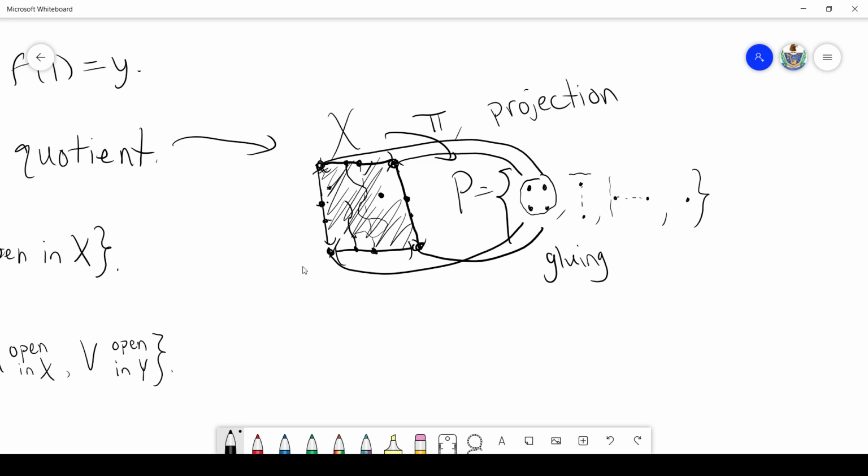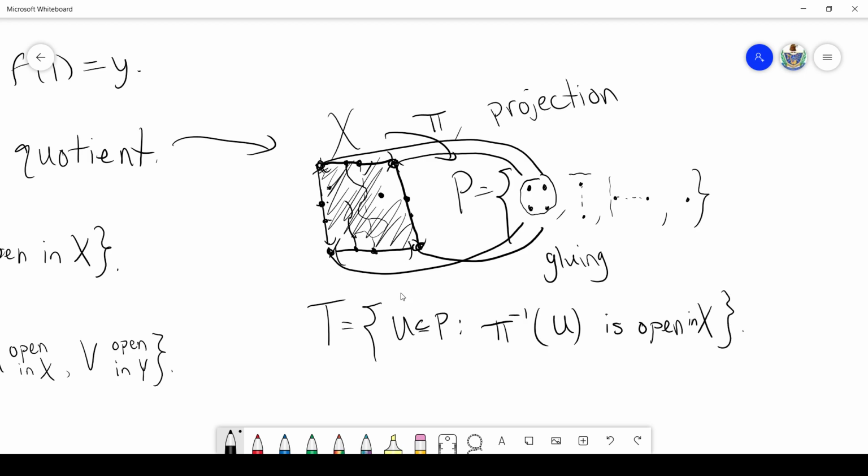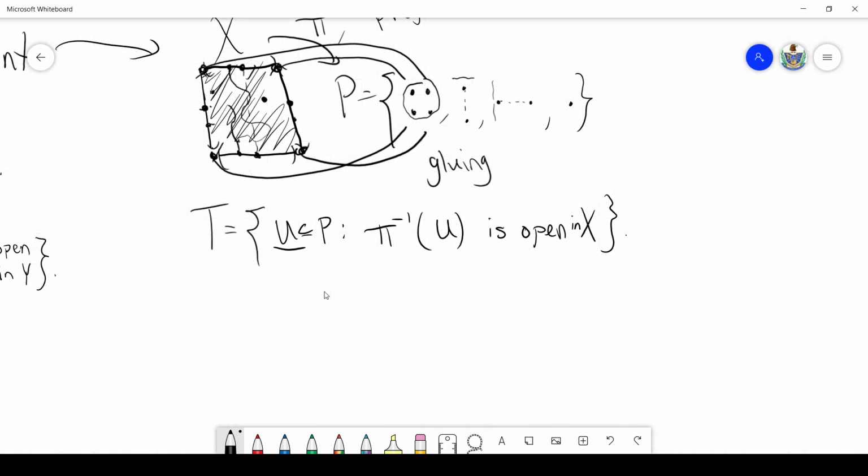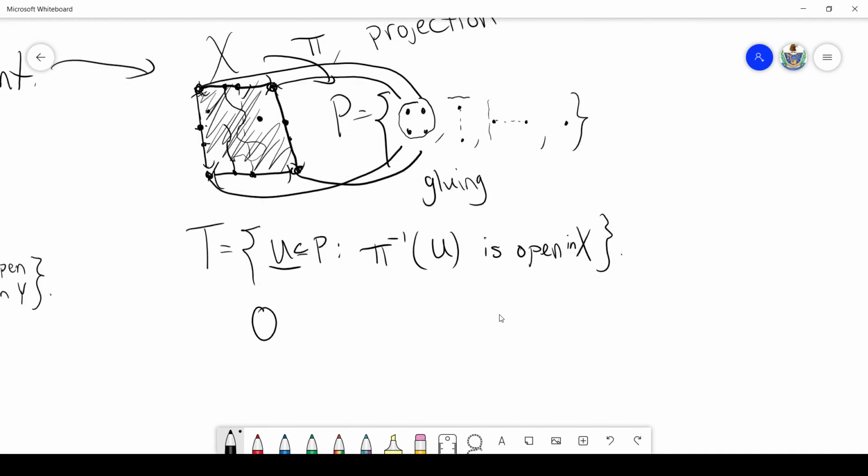And so there's a topology on P, which is defined as the subsets of P such that the inverse image of these subsets is open in X. So these open sets are just the sets which have open inverse images under this projection map. So this is the quotient topology. And the space we have constructed here from our square is the torus.